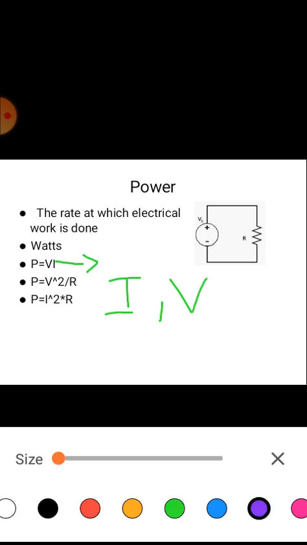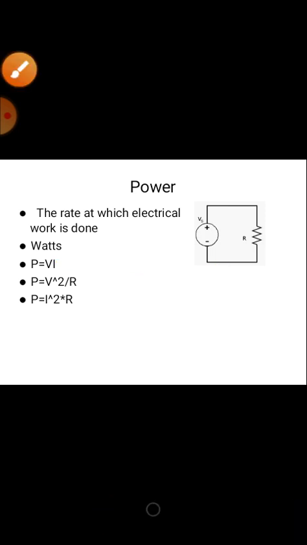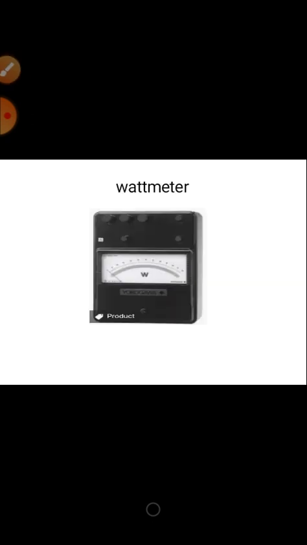So if one is 0, then power will be 0. So the next equation is P equal to V square divided by R, and I square into R. A wattmeter is used to measure the power.